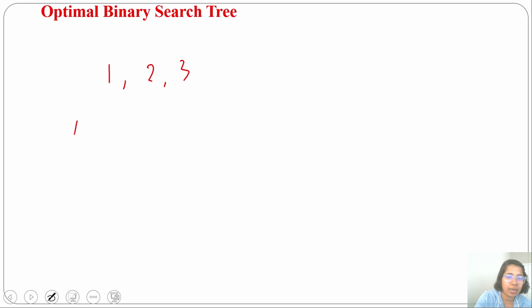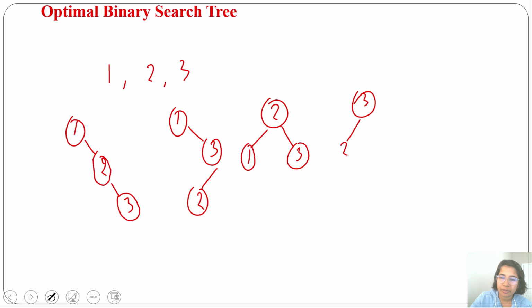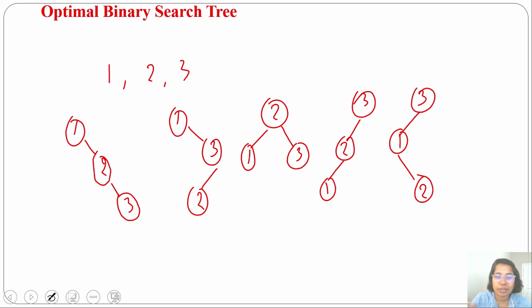Suppose we take 1 as parent, then 2 can be its right child, then 2's right child can be 3. Then 1's right child can be 3, then 3's left child can be 2. Suppose we take 2 as a parent, 1 can be its left child, 3 can be its right child. Suppose we take 3 as parent, 3's left child will be 2, 2's left child will be 1. Then 3 as parent, 3's left child can be 1, 1's right child can be 2. So for 3 keys, 5 different binary search trees are possible.